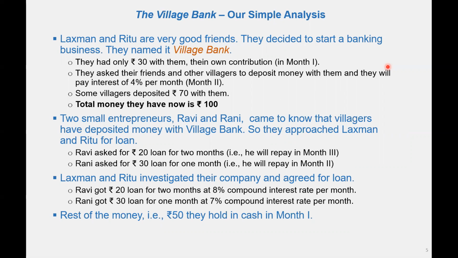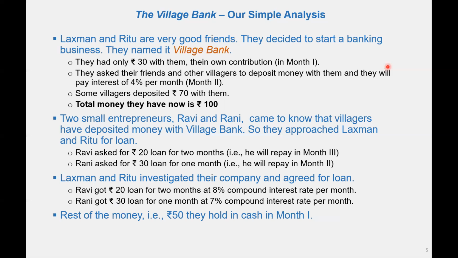Since it's a banking business, they approached the households in the village and told them, you deposit money with our company, that is our bank, and we'll give you an interest rate of 4% per month, that is in the second month. And some villagers trusted these two friends, and they deposited the money.